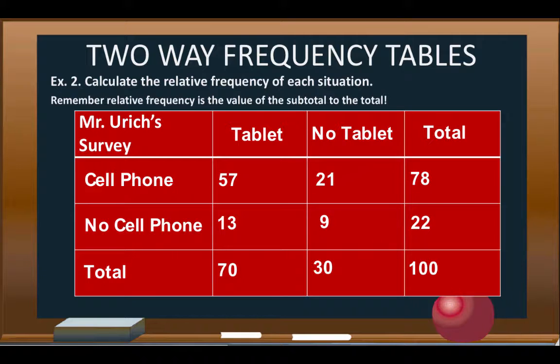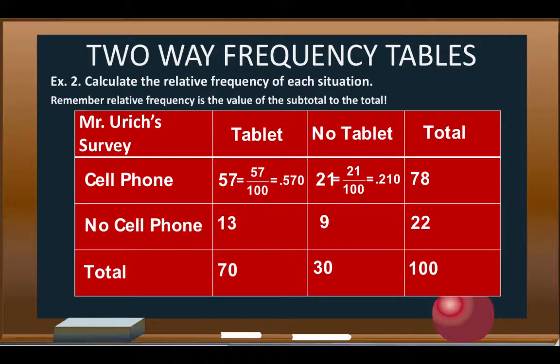So that means we're going to take each of these subtotals, so each of the frequencies in this, and we're going to divide it by the total, which for this problem is 100. So first let's start at the top number, 57. So we're going to take 57 divided by 100, and that gives us 0.57. And if I say that as a percent, that would be 57%. So that means that 57% of the students own both a tablet and a cell phone.